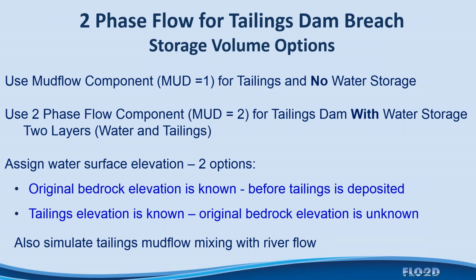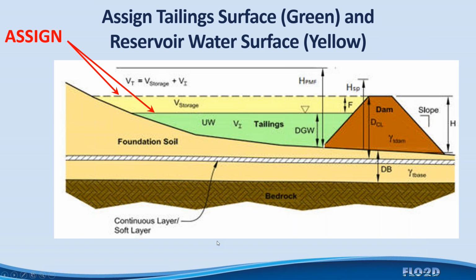So, and then in the end, as you simulate this tailings dam breach downstream, you can have the tailings mud flow movement downstream mixed with any river flow that may be flowing or with tributary inflow, as I mentioned to you. So you have these two choices.